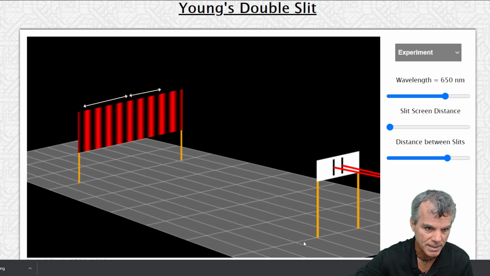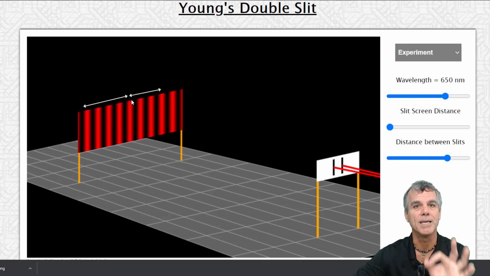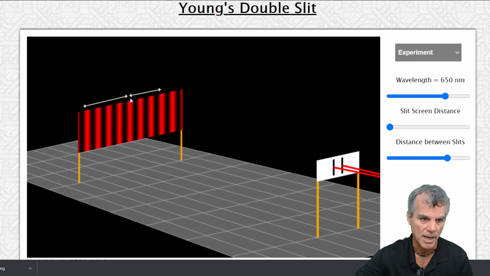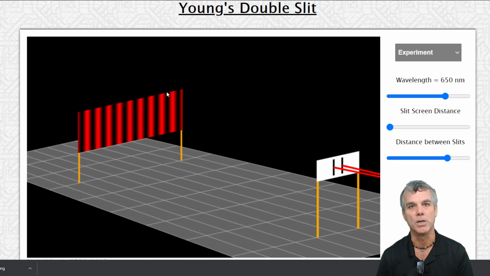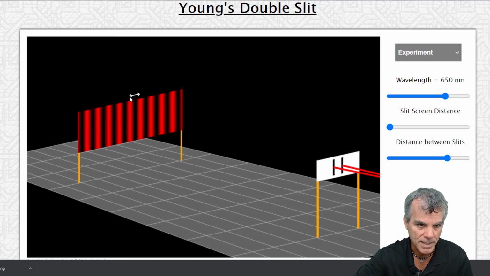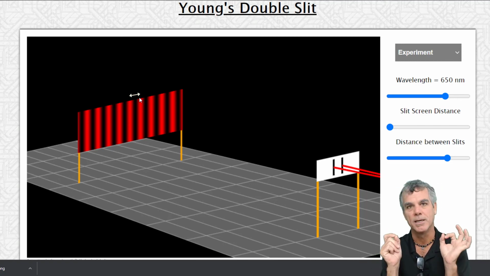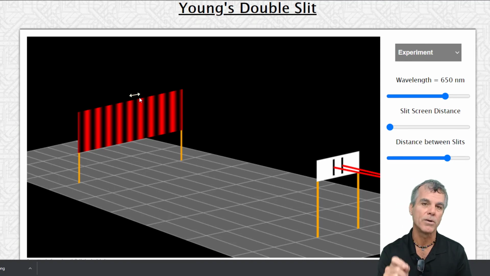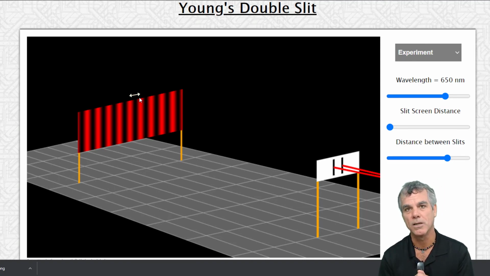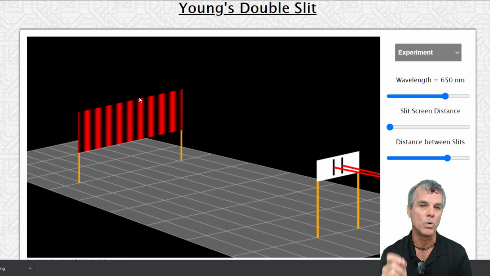So for example, in this setup, here is my m equals 0 central bright fringe. That's right in between the two double slits. And then on either side, I have my first order, my m equals 1 bright fringe, my m equals 2 bright fringe, and so on. And usually what we can measure is how far apart the m equals 1 fringe is from the central bright fringe. So it's useful to have an equation which tells us how far away a specific fringe is on a screen from the central bright fringe. So let's take a look at how to calculate that distance y.